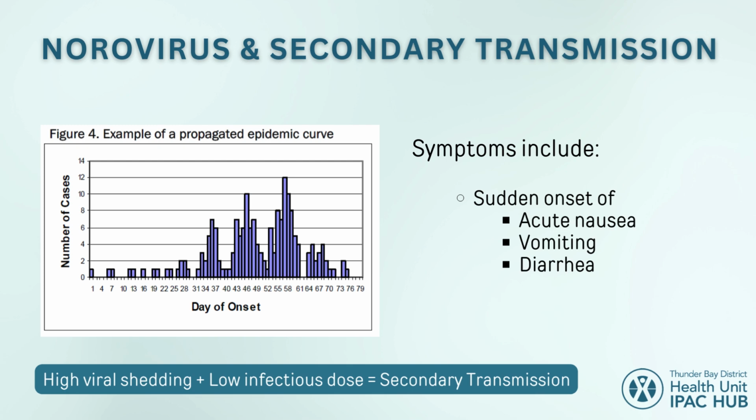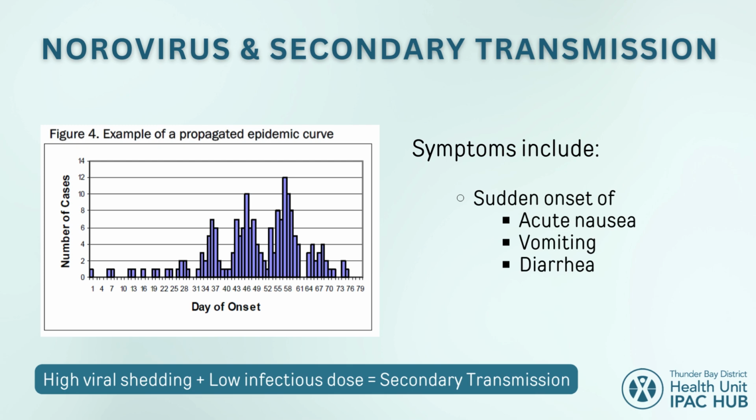A propagated epidemic curve, as shown on the slide, demonstrates how person-to-person or secondary transmission can be extremely high with norovirus, as you can see from the multiple spikes in the chart. Although there may be a common source, such as a food item that is responsible for an outbreak, secondary transmission from person to person can and does readily occur.